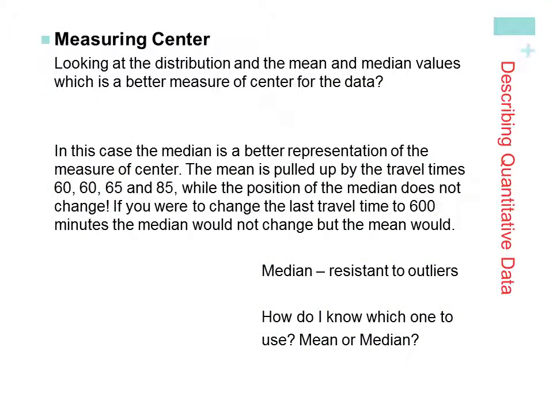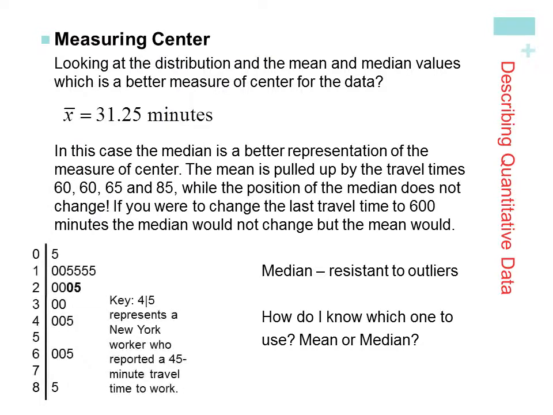Okay, so looking at the distribution and the mean and the median values, which is a better measure of center? If we were to look at our distribution of our commuting times in New York City, we had x bar, or our mean, was 31.25 minutes. In this specific case, the median is going to be a better representation of the measure of center. Look at where most of the values lie. Most of the values are between 0 and 45 minutes.